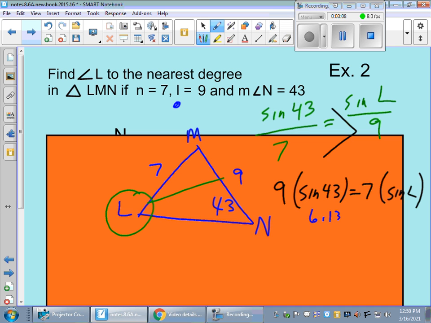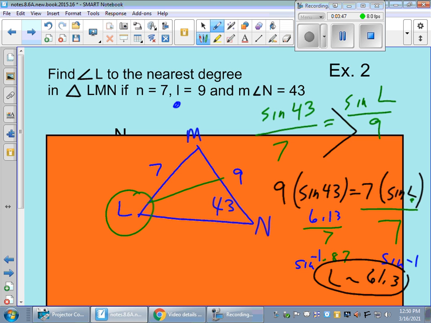That is about 6.13. So now what we want to do here is get the L by itself ultimately, but the first thing we have to do is divide by 7. So let's divide that by 7, hit equals, and we get about 0.87. So now what we have to do is take the inverse sine of both sides. If you remember what we did before, you take the shift or second sine, bring up that answer, and I hit equals. And then I output that angle, so that angle L is about 61.3.